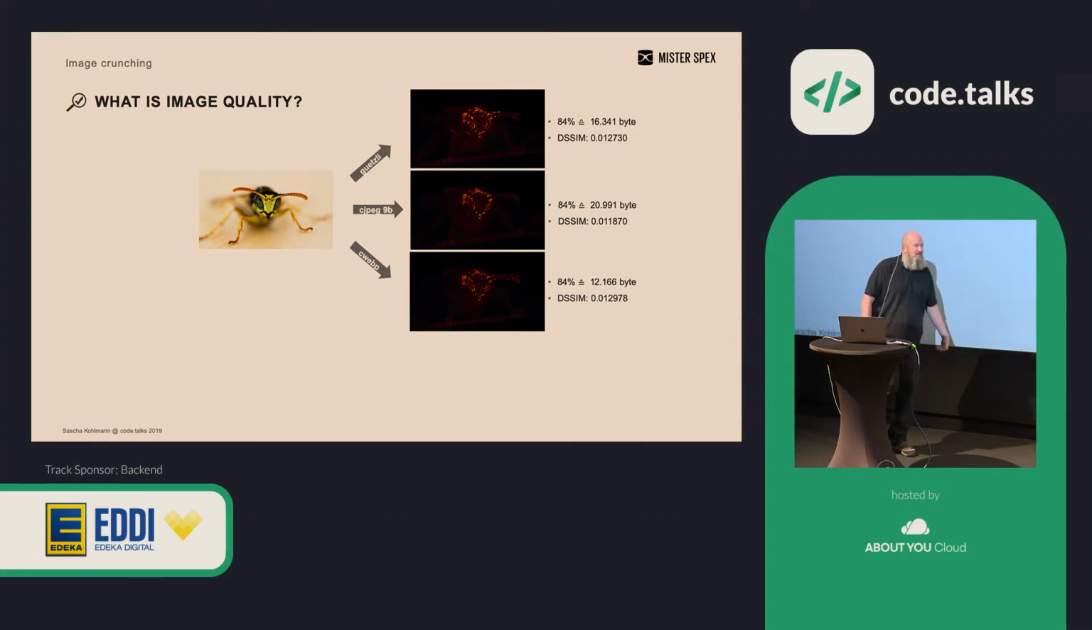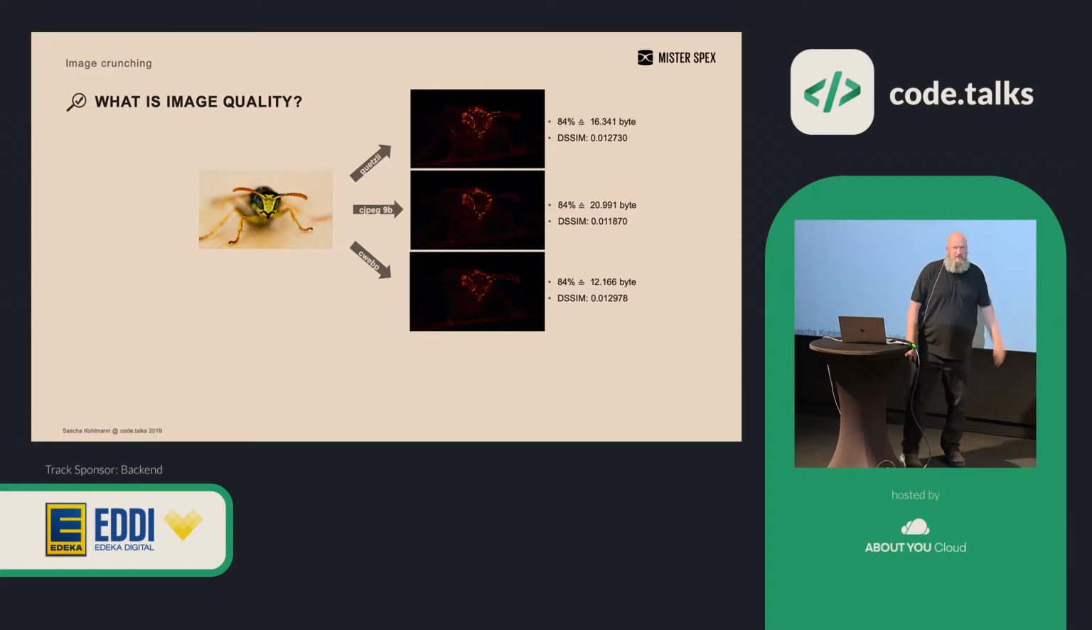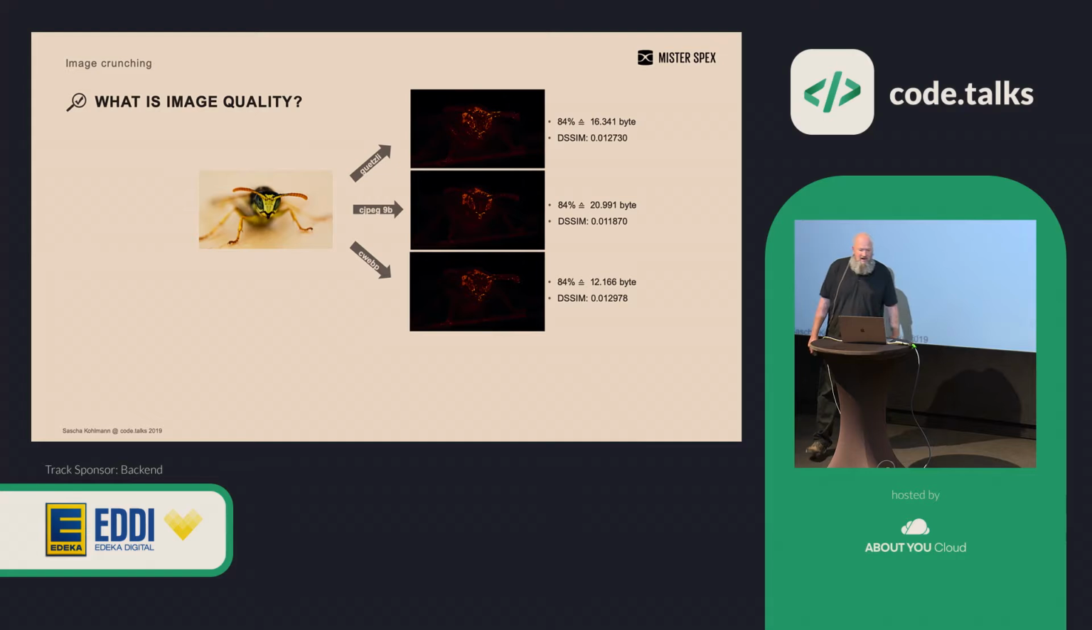Image quality. What is image quality? This wasp is a photo I took a couple of years ago, and I put it into some encoders, a JPEG encoder, a WebP encoder. And you have this quality value you can set. I'm a command line person. I set the quality to 84%. Why? Because this is the lowest that Guetzli supports. And you see here different images, different image sizes.